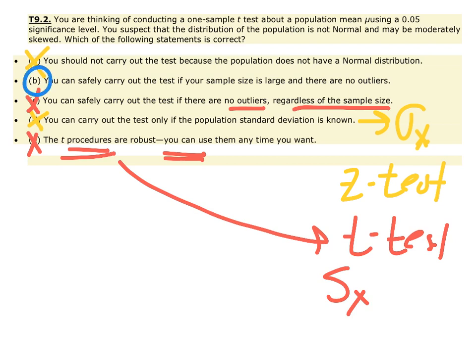You can safely carry out the test if your sample size is large and there are no outliers. I know this answer is a little wishy-washy in that we don't know what large means in this case, but if you look at the other choices, clearly B is going to be the best answer. Again, we know no outliers is going to hold for smaller sample sizes, and large is going to be more related to the central limit theorem.